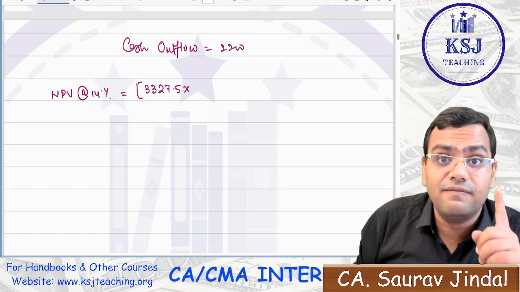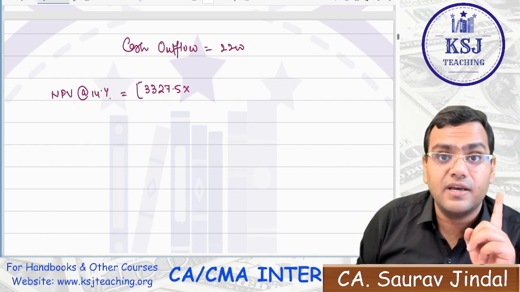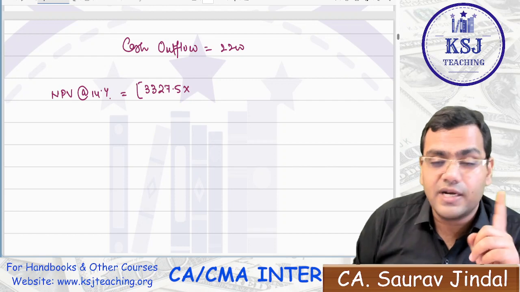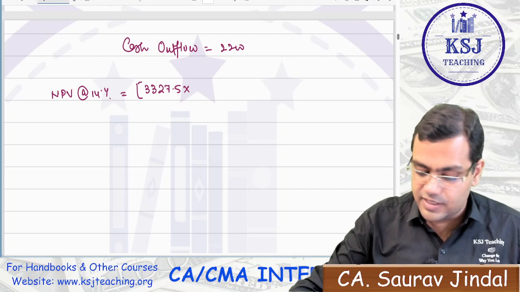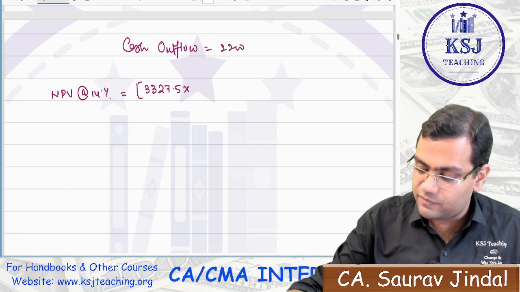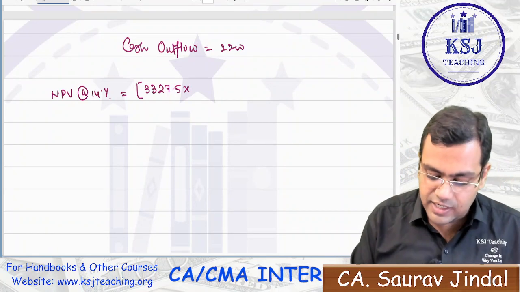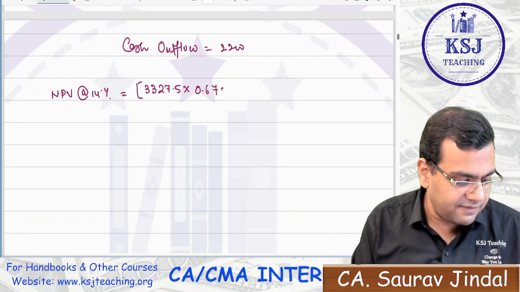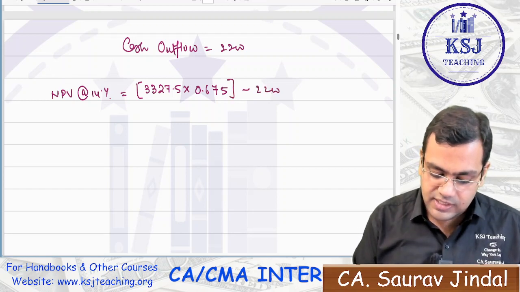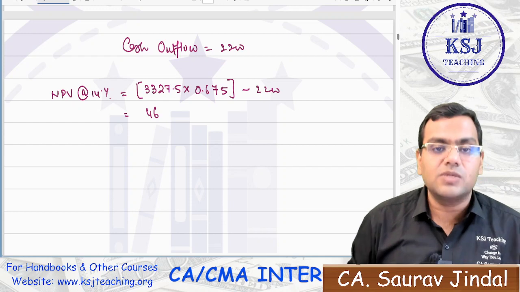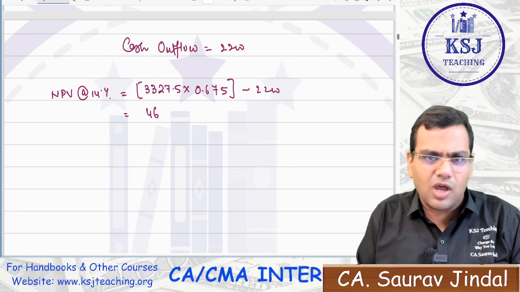I will multiply it with the present value factor, not the present value annuity factor. Not the sum of present value factors of 3 years. No, sir. Only and only the present value factor of the third year. That is 1 divided by 1.14 equal to whatever the value that you will get. That is 0.675. Right? Minus 2200. So this NPV is coming to 46. That is positive. For IRR, I need one negative value. So this is a very small positive, sir.